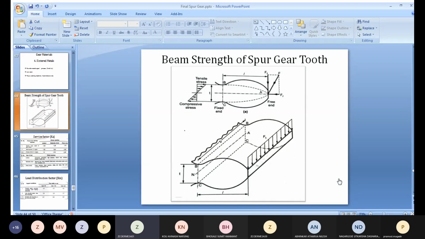Yes, sir. Okay, now see here, we have written the forces and notations. Now write down the definition. Beam strength of a gear tooth is defined as the maximum tangential load, which means the total FT throughout the length, which can act on the tooth without any failure.